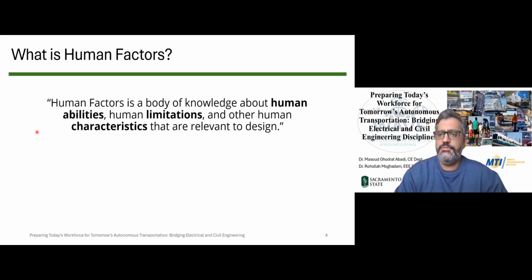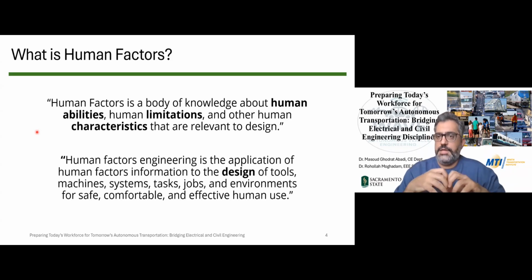But what is human factor? Human factor is a body of knowledge that considers human abilities, also human limitations, and will connect them with human characteristics. When we consider all of these things in our design, whether it is designing a tool or a machine or a system, or in our case, related to our workshop, designing an autonomous vehicle, we must consider these human factors.